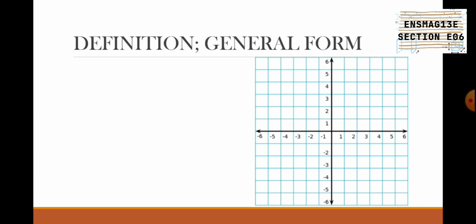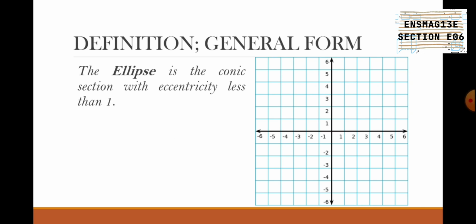Definition and a general form. The ellipse is the conic section with eccentricity less than 1. That is, the ratio of the distance from a focus to a point and the directrix to a point is less than 1.